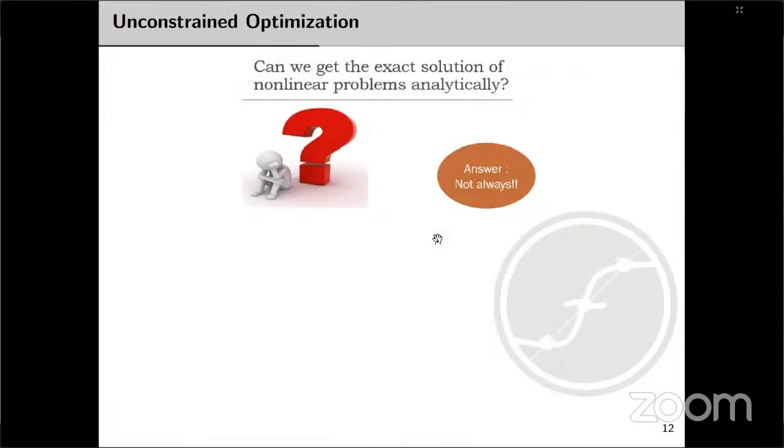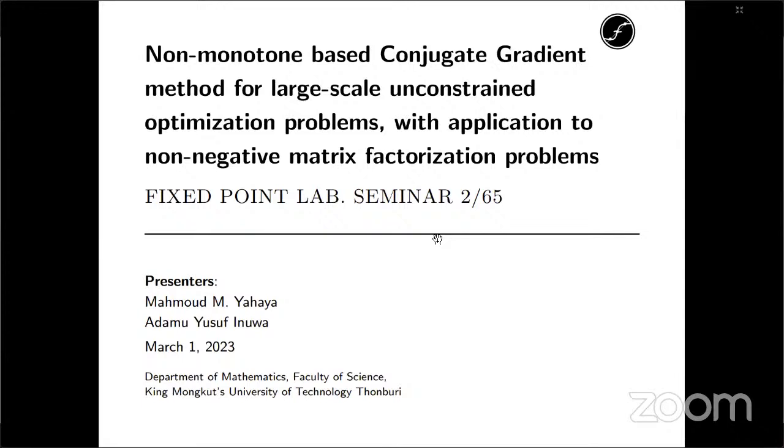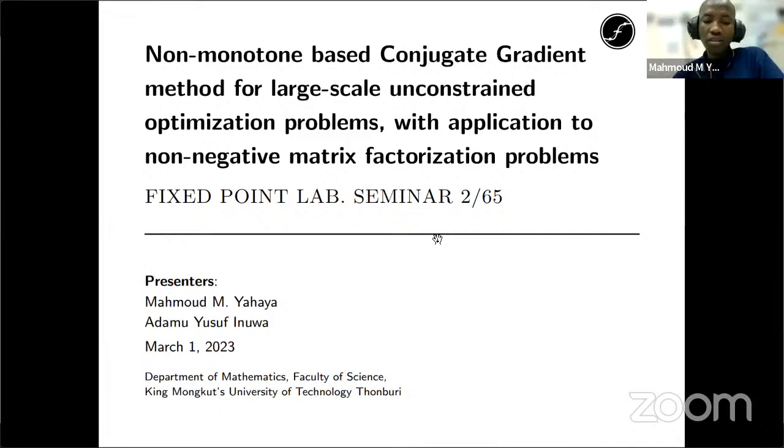Let's go to the title of the talk. When I see the title, a non-monotone based conjugate gradient method, and after you were explaining the formulation, from my understanding, what you really did is you are working with line searches that generate non-monotone sequences of step sizes, right? Yeah, not in all cases, to be honest.